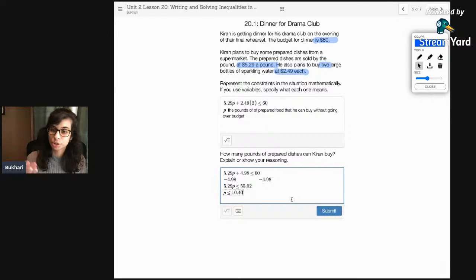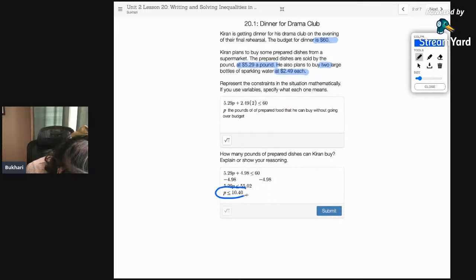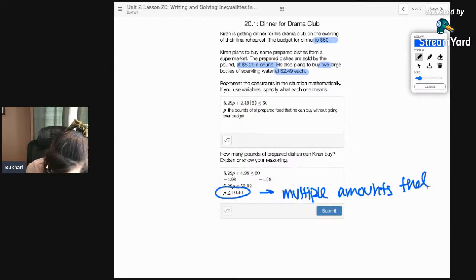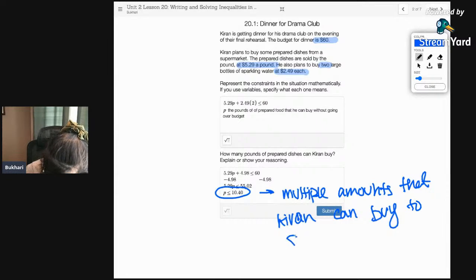So this is a whole solution set, and I've introduced solution set before, but all numbers, right? There's multiple numbers here, multiple pounds, multiple amounts that Karen can buy to stay in budget.